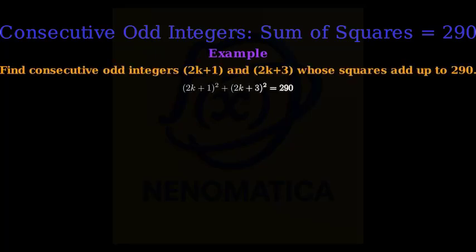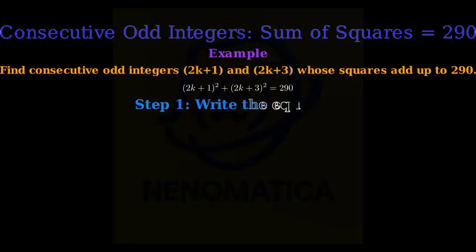Welcome! In this example, we will solve for 2 consecutive odd integers whose squares add up to 290, following a clean, step-by-step structure. Here is the example, then the precise algebraic setup using k to represent odd integers.